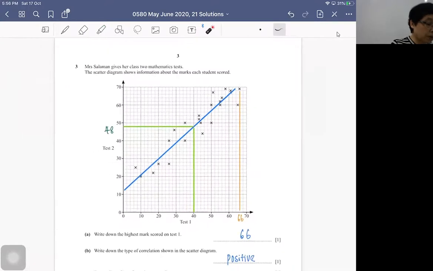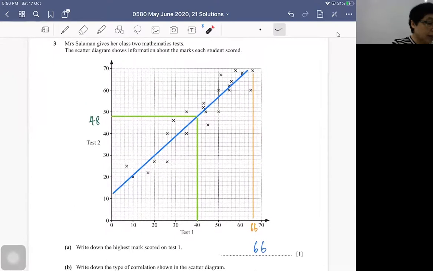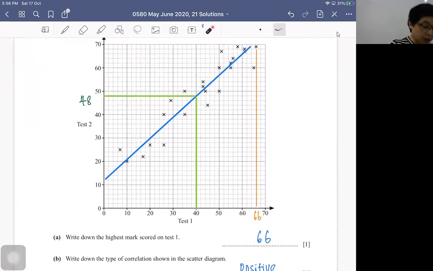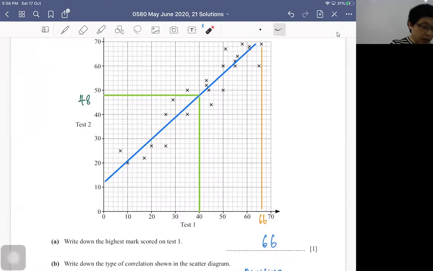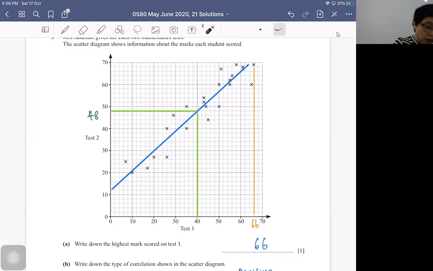To the next question. Mrs. Salaman gives her class 2 mathematics tests. The scatter diagram shows information about the marks each student scored. Here it is displayed to us. A, write down the highest mark scored on test 1. Easily, we go and mark out the axis where test 1 is recorded, and go all the way to look for the highest recorded score. There we go. You notice that this one is the highest.